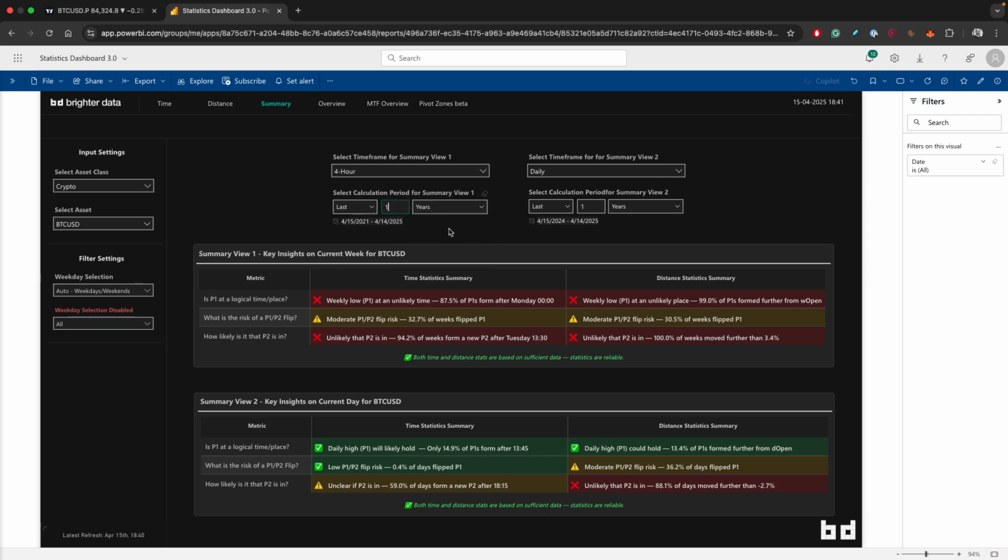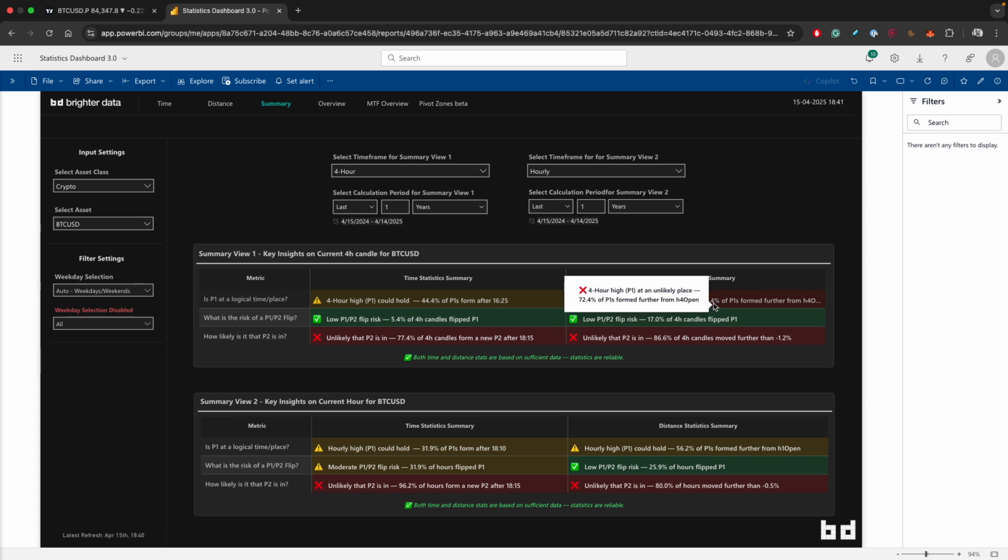But things on lower time frames are going to get much more interesting to use. For example, the 4 hour: not a lot of people were using it, for good reason. But if you go now on the 4 hour and the hourly, even those are much easier to process, because we have this summary page showing us what's up. So here immediately, the 4 hour high could hold, unlikely place, but 72% is not 99% like we just saw. There's low flip risk. So immediately if I see this, I'm like, okay, the 4 hour high will most likely hold, and we'll probably go a little bit lower, right?